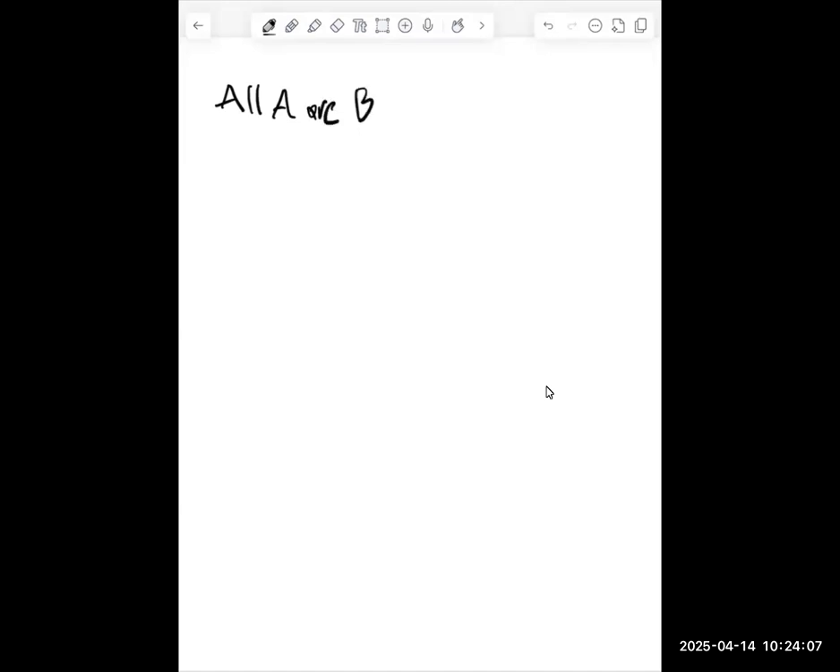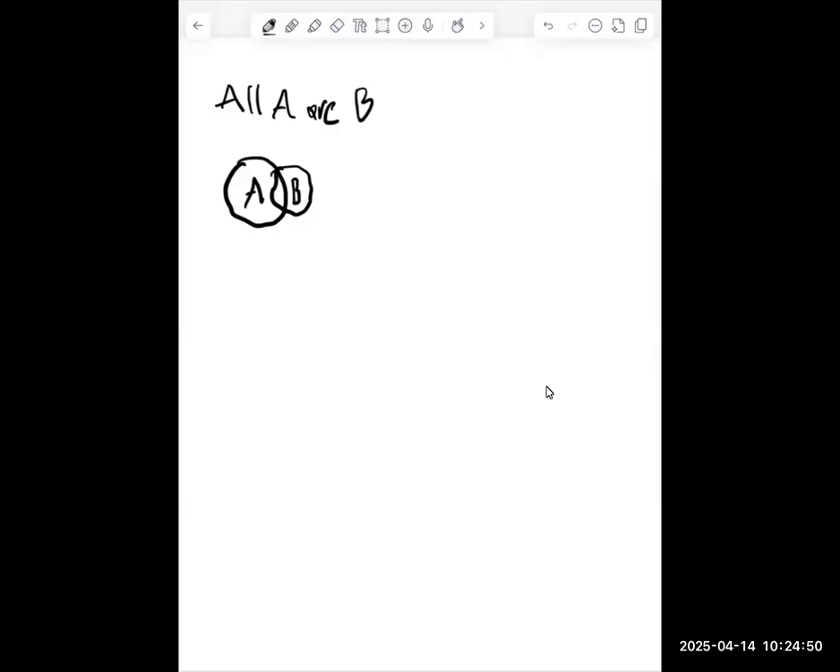All A are B. Universal affirmative. All cats are mammals, all squirrels are mammals, so on and so forth. All birds are warm-blooded, right? All A are B. Everything in this A category is in this B category. And the idea of Venn diagrams is that we can draw little circles to see what these statements mean, right?